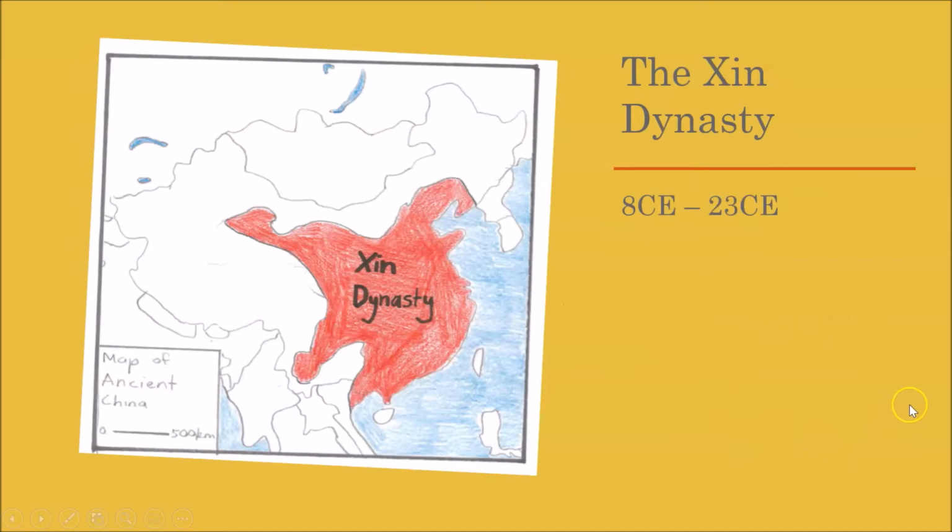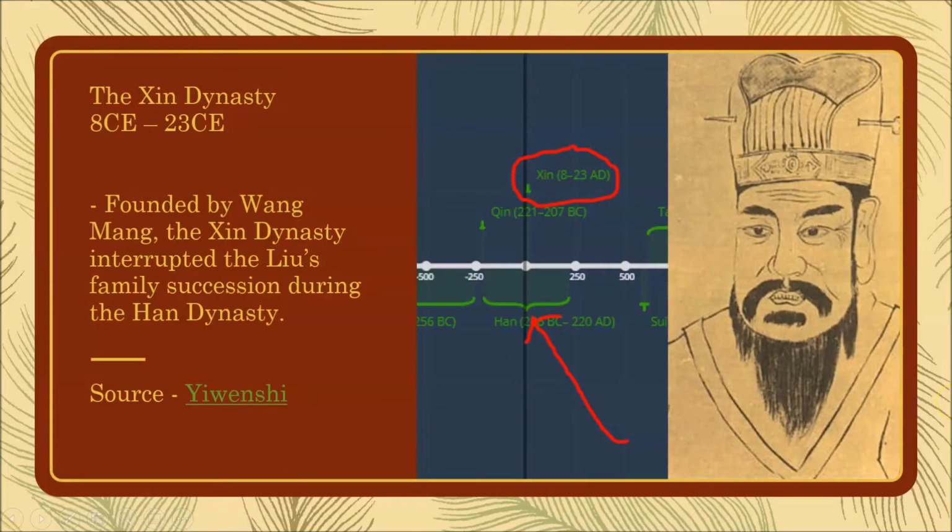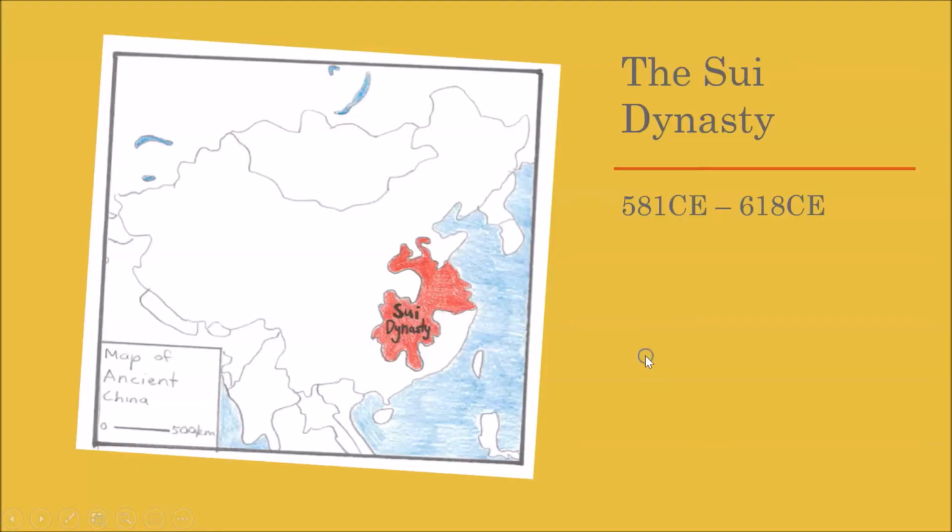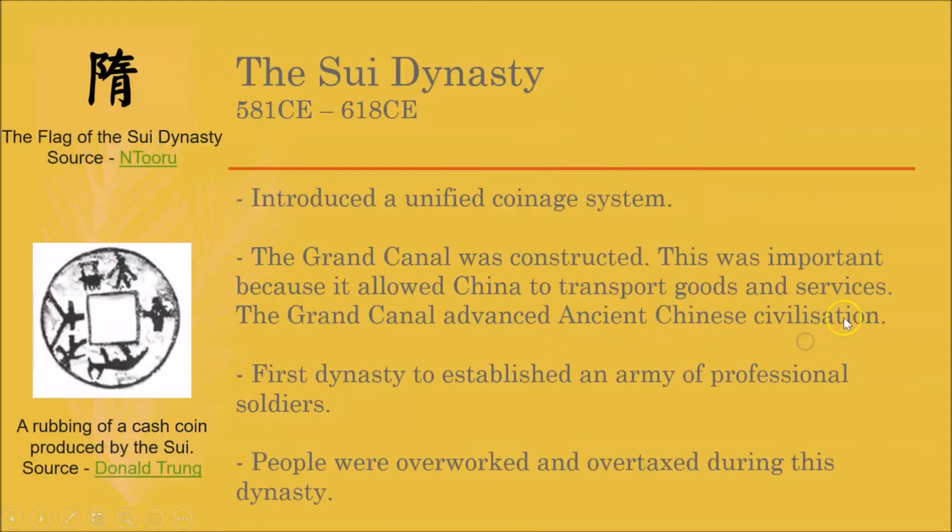Next up, we have the Qin Dynasty. So the Qin Dynasty was founded by Wang Mang. The Qin Dynasty interrupted the Liu family's succession during the Han Dynasty. So we can see in my little arrow here that it interrupted this Han period, but after that the Han took back over. After the Han finally ended, we have the Sui Dynasty. So we can see their dynasty was much smaller in terms of land size.